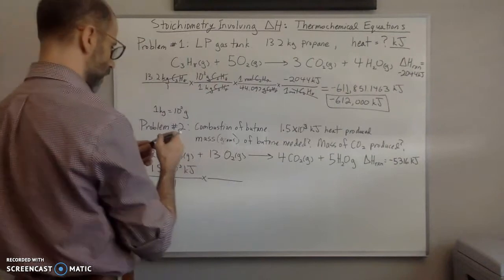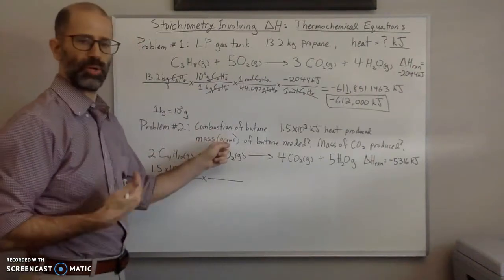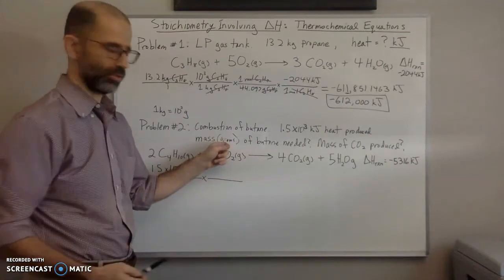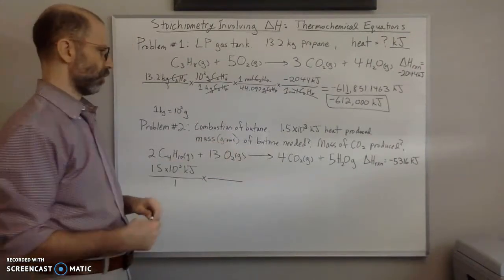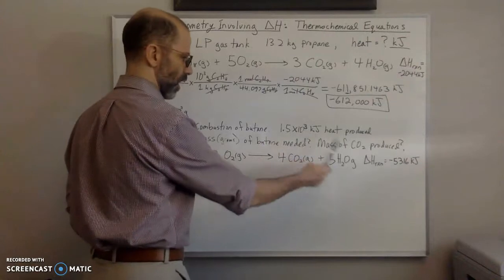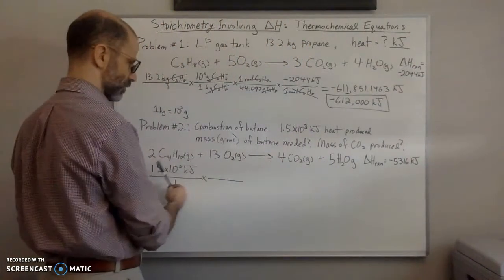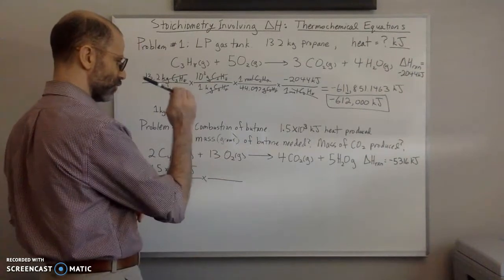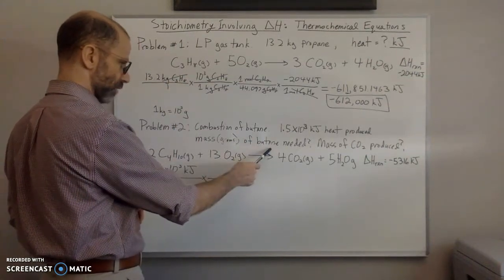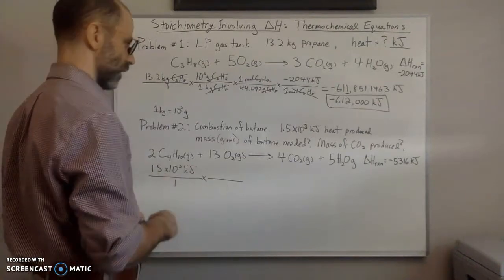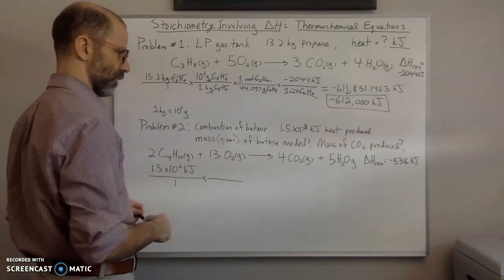And we want grams of butane. But in order to get to grams of butane, we need to get to moles of butane first. And so in order to get to moles, we need to use our delta H of the reaction and our balanced equation. So we're interested in moles of butane. If we can get to moles of butane, then we can continue on to grams.